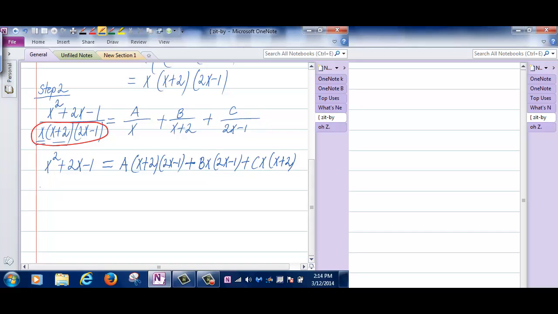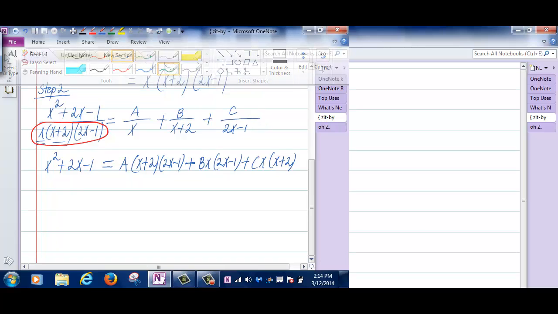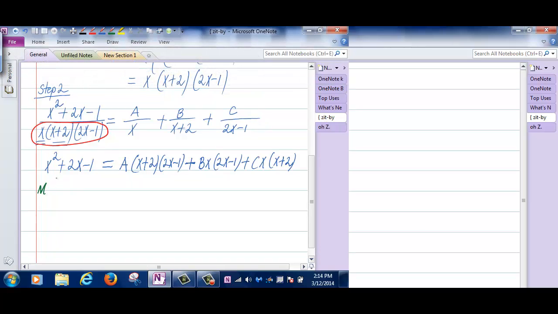Now the two methods will separate. So the first method, method 1, is that the two sides are polynomial functions, right? If two polynomial functions are equal, they will be equal for any value of x. So I am allowed to plug in any value of x on both sides, and I will get a true equation. But there are convenient replacements of x that will allow us to solve for a, b, and c.